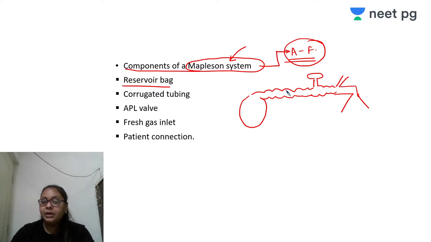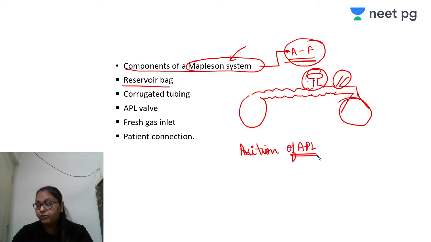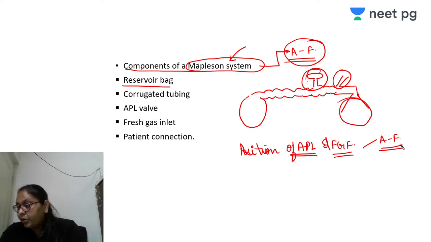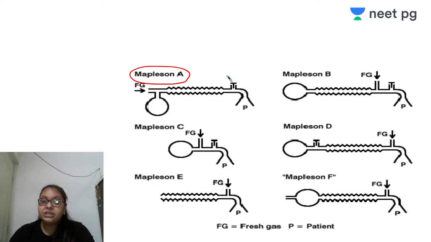That is the reservoir bag, this is the corrugated tubing, this is the APL valve, fresh gas inlet and the patient end. So depending mainly upon the position of the APL valve and the fresh gas flow inlet, it is divided into A to F type. Are you getting my point? ठीक है, so these are the components of the Maplesin circuit, Maplesin system. So in the Maplesin, as I told you, depending upon the fresh gas inlet and the APL valve, these are divided from A to F.